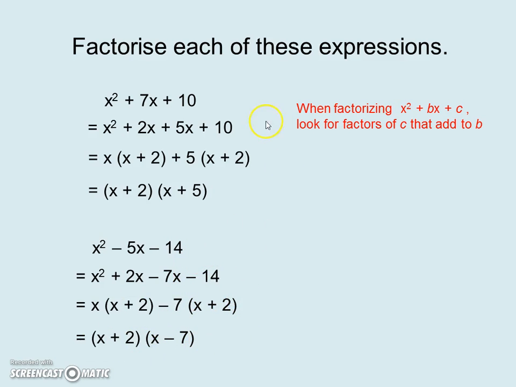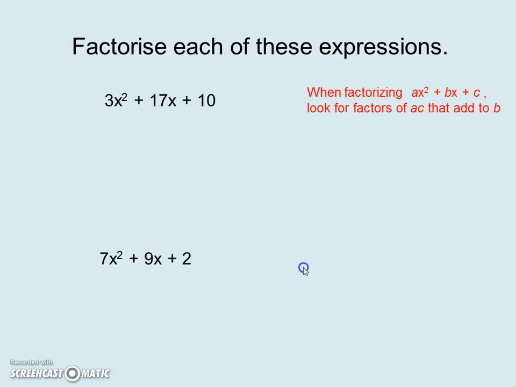Okay, now all of you should be able to jump straight from this line to that line, or straight from the first line to the fourth line, but I'm just showing you how this works. Now, when we've got something that's not 1 as our coefficient of x squared, it's a little bit harder. So what we've got to do now is use the splitting the middle method.